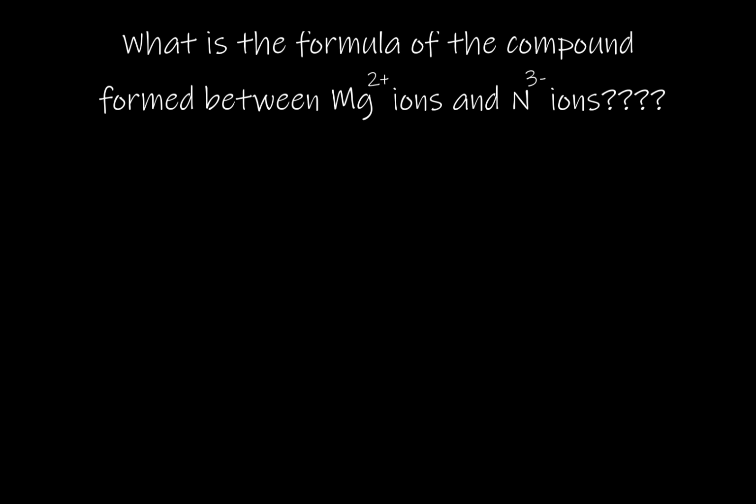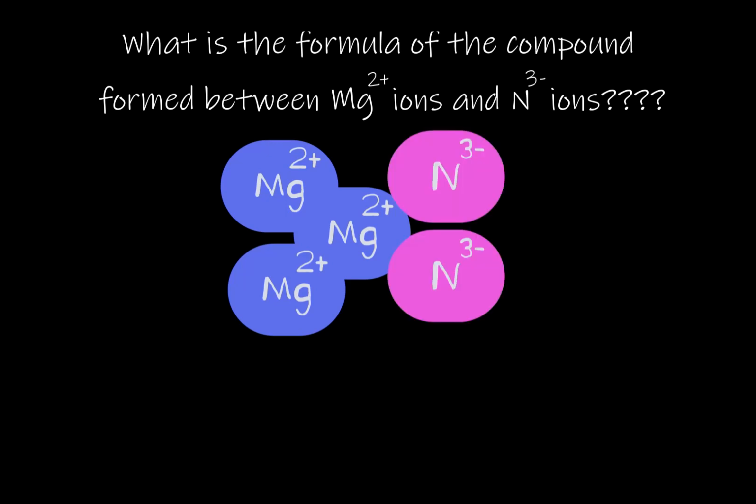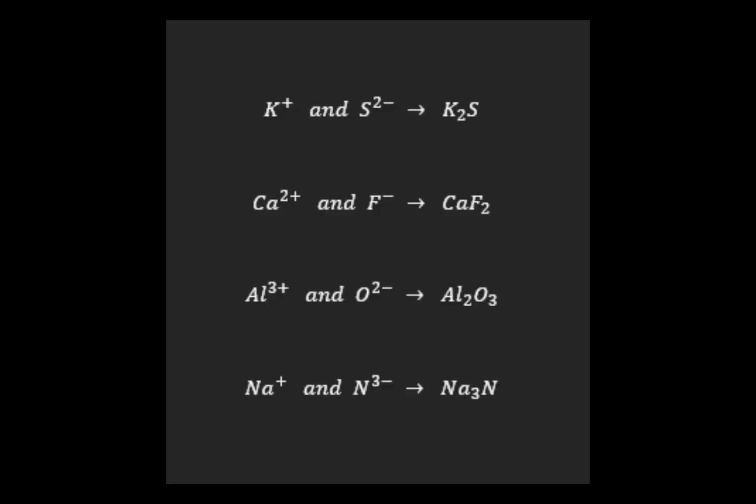For example, the compound formed between magnesium ions with a charge of +2 and nitrogen ions that have a charge of -3 is Mg3N2. That is because you need to have 3 ions with charges of +2 and 2 ions with charges of -3 to have a neutral compound. Here are some other examples of formulas of ionic compounds. The number of atoms required will be the lowest whole number ratio of atoms to balance the charge.